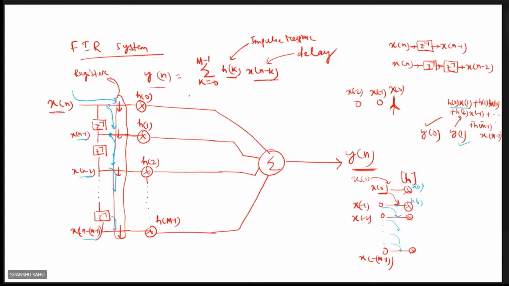So, sir, what will be the input? Like n values, we should give the input. Yeah, any arbitrary input of five values of x of n. Take 4 values of h of n, which is the impulse response. Just think of that as the impulse response. Then start finding out the output by doing this operation.